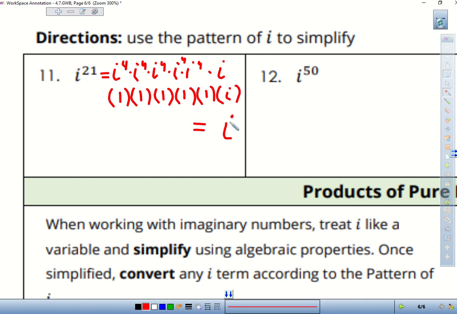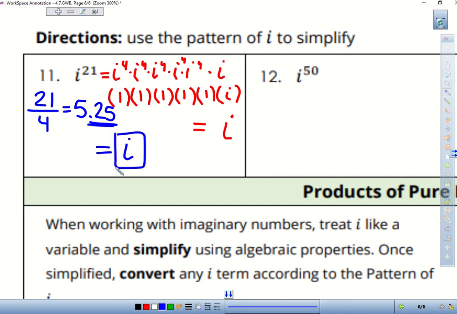These are all pretty much useless, right? So you can do it that way, or here's the trick. Instead, you take your exponent and divide it by 4, okay? And you're going to see what you get when you do that math. You get 5.25. What does the chart say when you get a decimal of .25? It says the answer is i. So that's a faster way to do it, instead of doing it all out. I just wanted to show you why it works at the top, but you don't have to do that every time. You can just do the quick way.